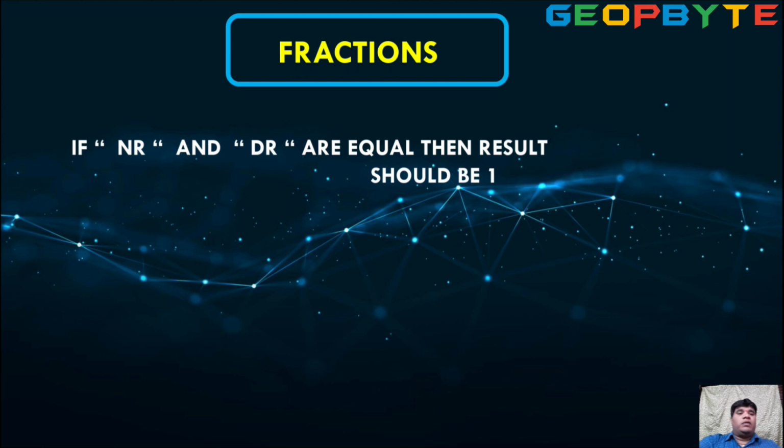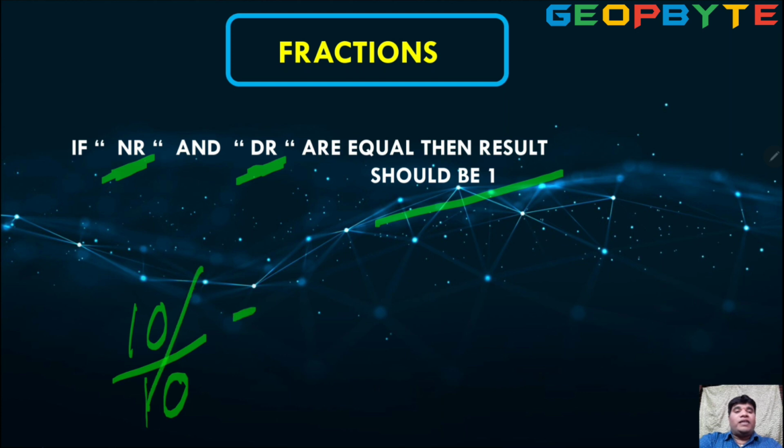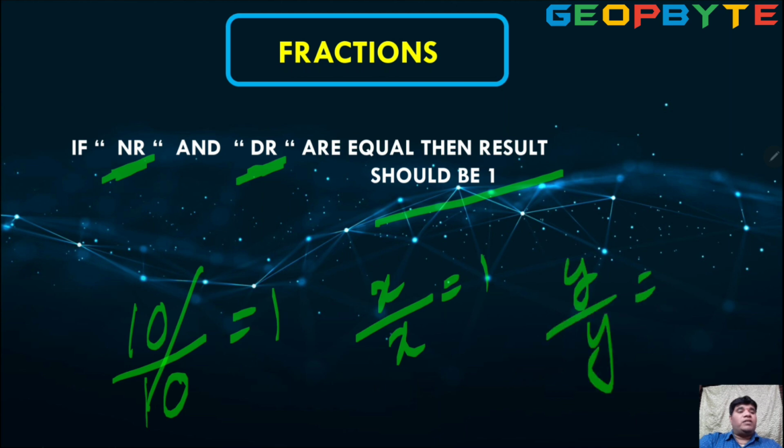Observe the next point. If the numerator and denominator are equal, the result should be 1. Okay? All of you know about this point. Suppose 10 by 10. So what is the answer? 10 and 10 cancel. Answer 1. Not only numbers. Suppose x by x, so answer 1. y by y, answer 1. Numerator and denominator are equal, the result should be 1. Okay, kids? Next point.